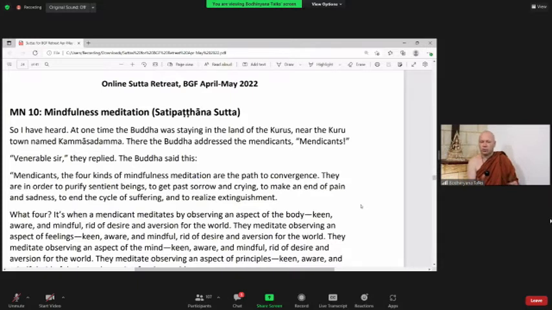And you focus on one aspect of those feelings at a time, because when we meditate, things tend to move slowly. One feeling is usually present. When you feel bliss, you don't usually feel the other feelings, etc. So, an aspect of feeling here. Then you meditate observing an aspect of the mind, keen, aware, mindful, rid of desire and aversion for the world.